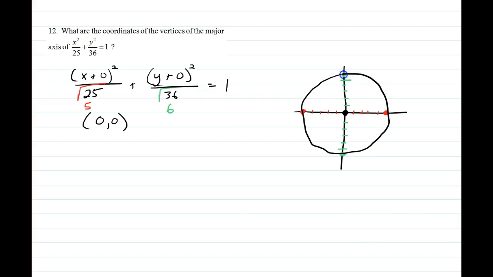Now it almost looks like a circle, but it's not because the numbers are different. And so we actually went up more, and so that's what makes this the major vertex. And so that one's at 0, 6, and there's 2 of them, and the other one's at 0, -6. So the major one is on the longer side, and here these would be the minor, but it asks for major, and so we have 0, 6 and 0, -6.